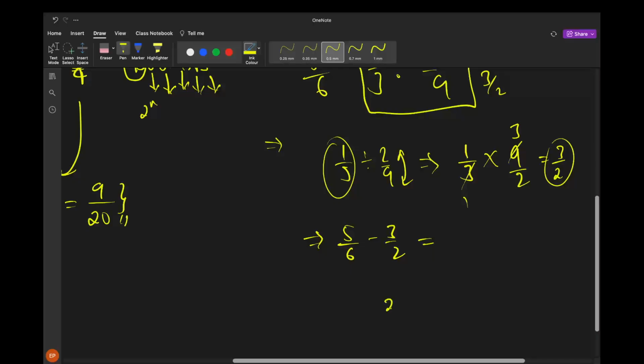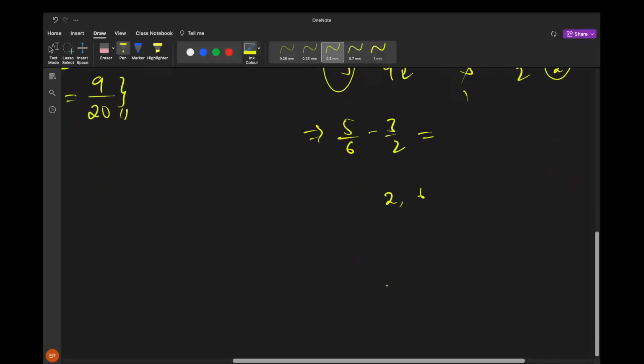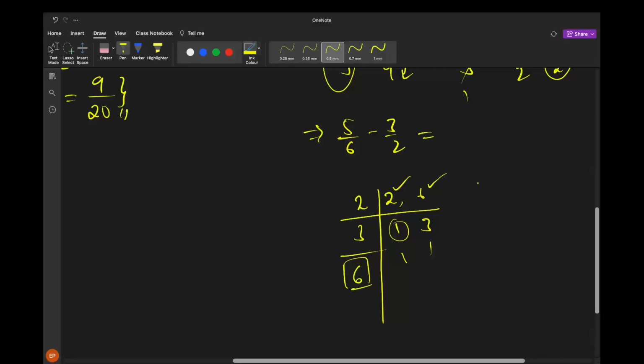So 2 comma 6, as I told earlier, this is the LCM method. To find the LCM, start with prime number 2. 2 ones are 2, 2 threes are 6. We are done with 2, as we got 1 here. Now 3 ones are 3, we are done with 3 also, and this one also. So LCM is 2 into 3, 6. LCM is 6, right? Take LCM as 6.